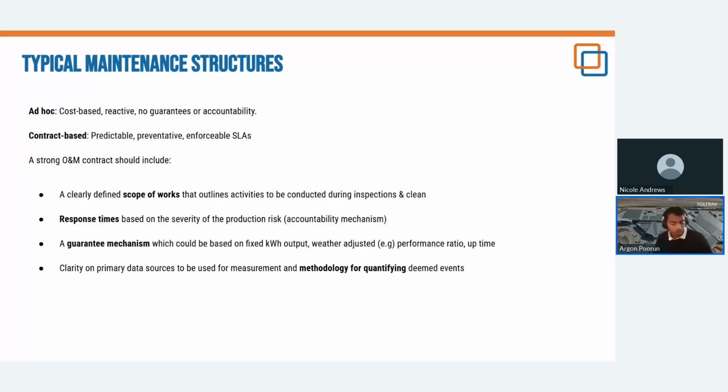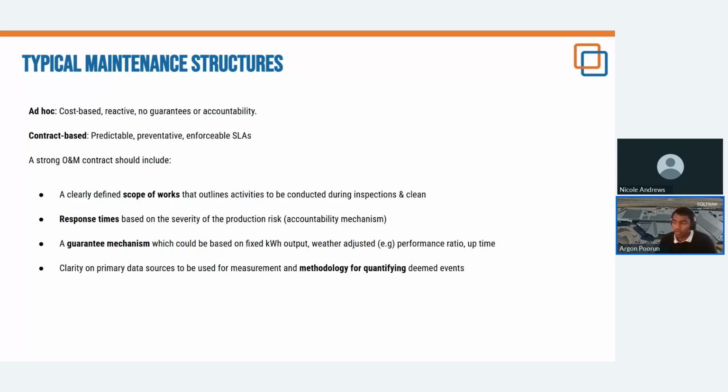So thirdly, a guarantee mechanism. There are quite a few different guarantee mechanisms in the industry. The main ones are fixed energy output, quite straightforward. The service provider basically indicates that the system will produce a minimum energy output within a specific year.